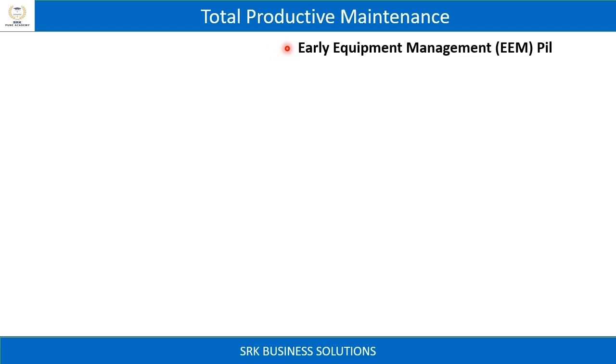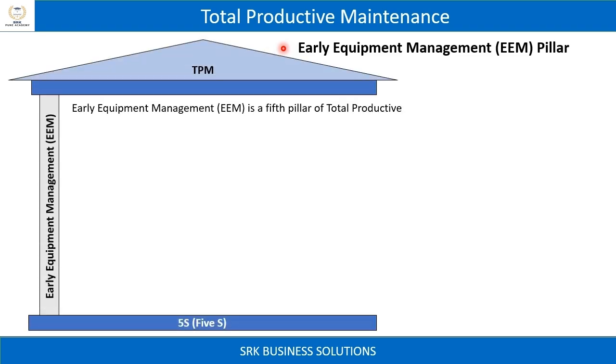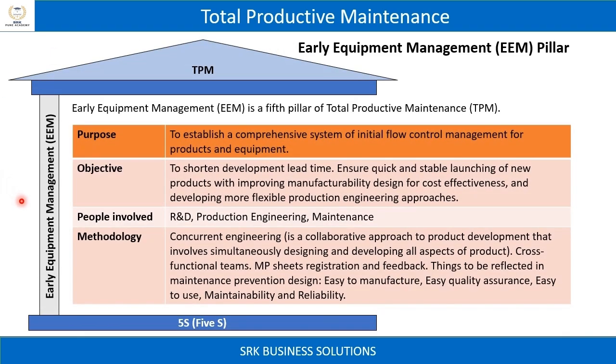Early Equipment Management, EEM, is the fifth pillar of TPM. The purpose of the EEM pillar is to establish a comprehensive system of initial flow control management for products and equipment. The objective of the pillar is to shorten development lead time, and ensure quick and stable launching of new products with improved manufacturability design for cost effectiveness.